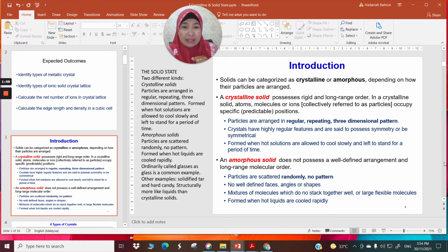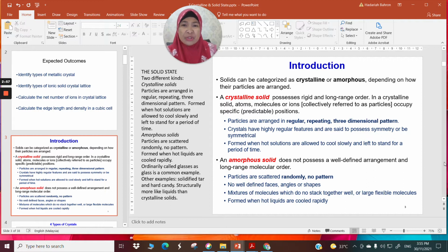The particles in a crystalline solid are arranged in a regular pattern, a repeating pattern, and a three-dimensional pattern. So when you have particles arranged in a regular manner, that is a repeating pattern, and three-dimensional, then very likely that kind of solid is a crystalline solid. Crystals have highly regular features and are said to possess symmetry, or to be symmetrical. Crystalline solids are formed when hot solutions of, maybe, a salt are allowed to cool slowly and left to stand for a period of time.